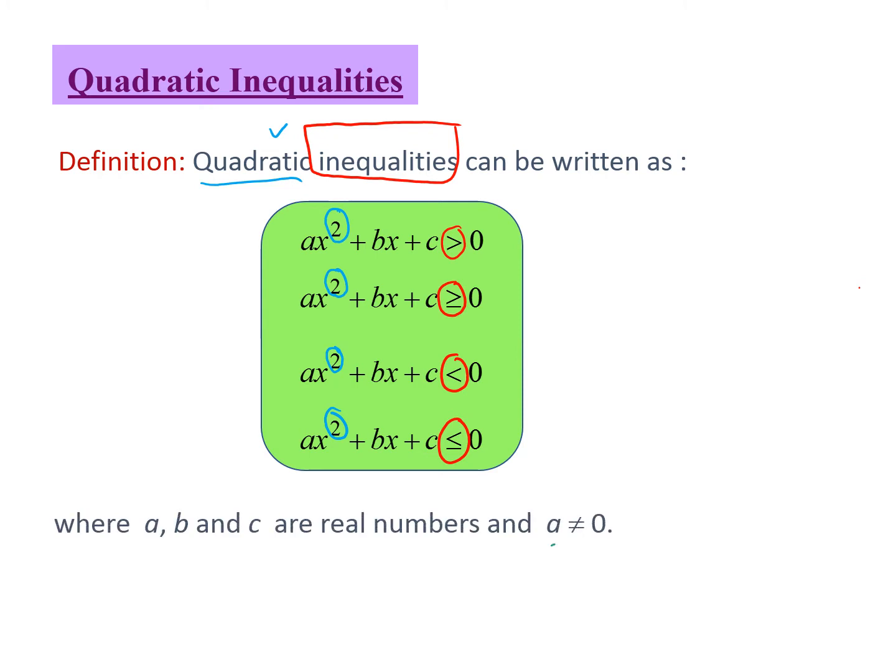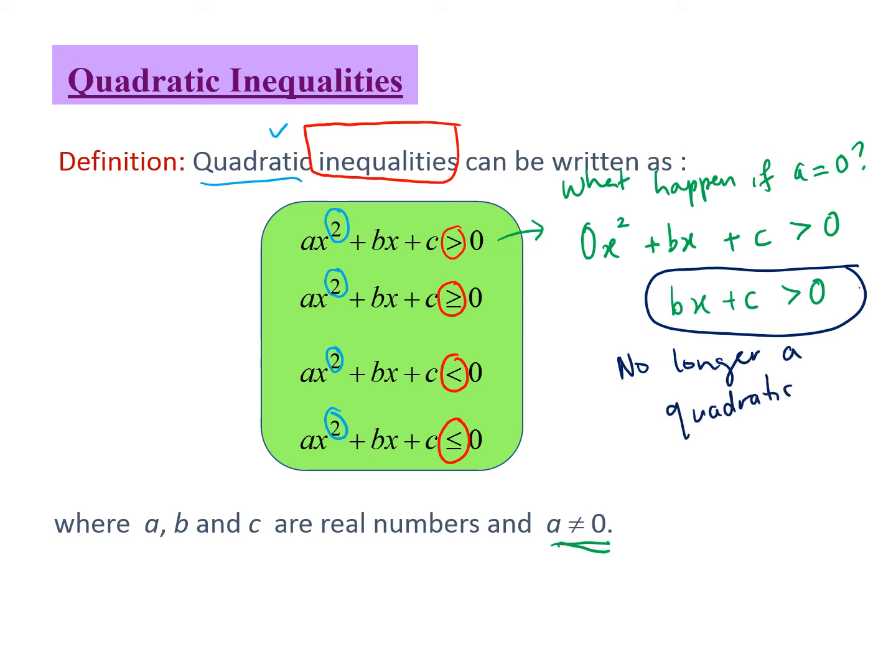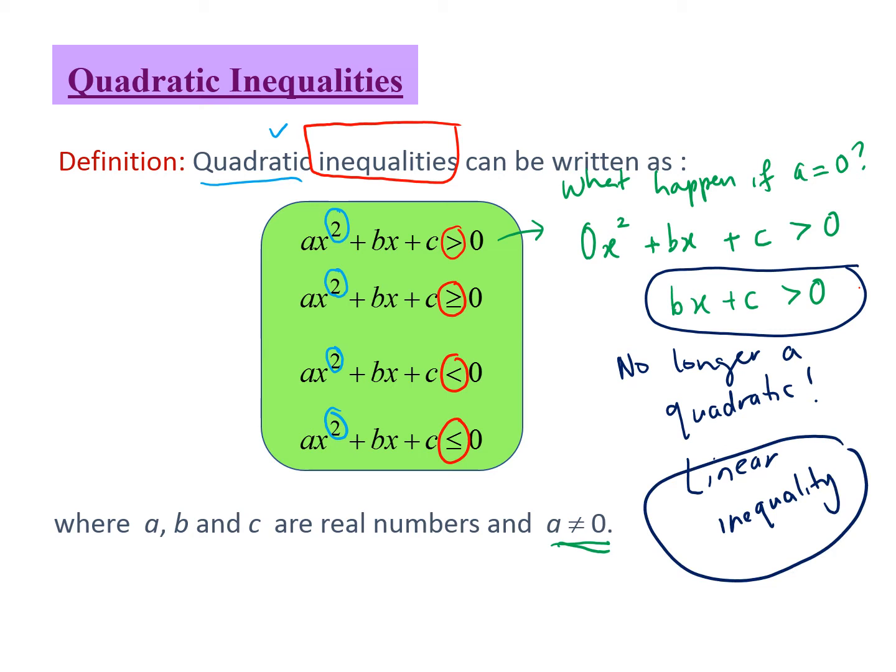And now over here, another condition, a cannot be 0. What happens if a is equal to 0? So I take the first example. I will get 0x squared plus bx plus c greater than 0. 0 multiplied with anything, I'll get 0. So this will be bx plus c greater than 0. This is no longer a quadratic because it is a linear inequality. So a cannot be 0.